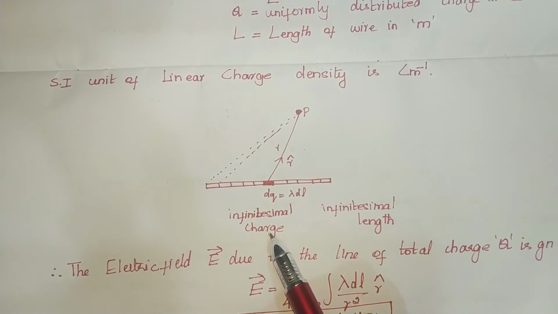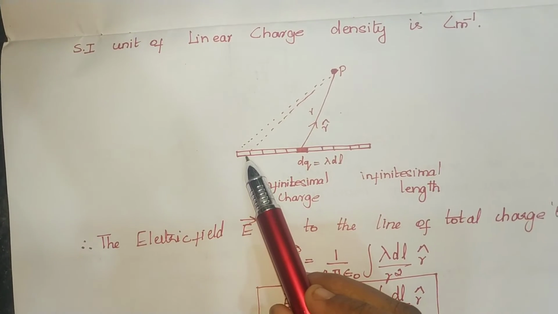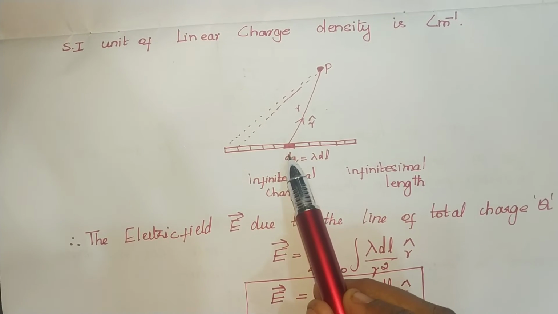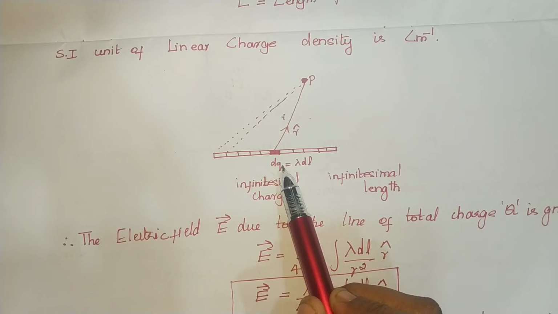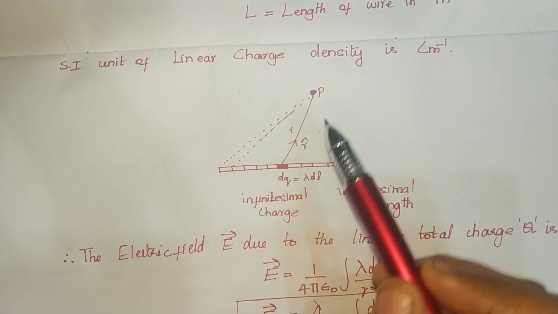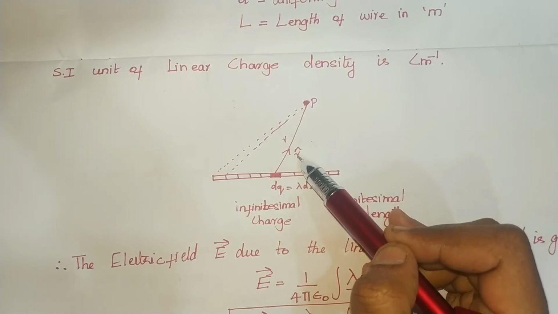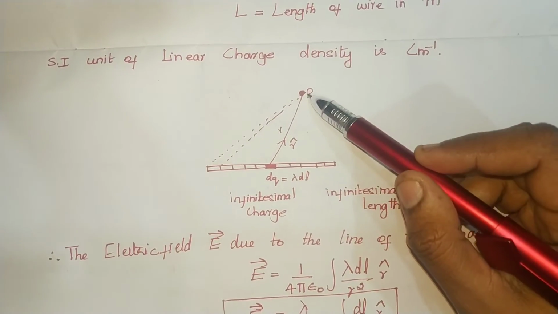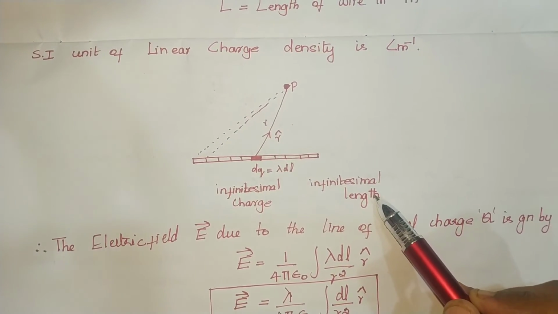Here students, consider the diagram. The length L is split into infinitesimal values dl, and we consider an infinitesimal charge dq. This dq is at a distance of r from the point P, and r unit is the unit vector pointing in the direction from dq to P. That is infinitesimal charge in infinitesimal length.